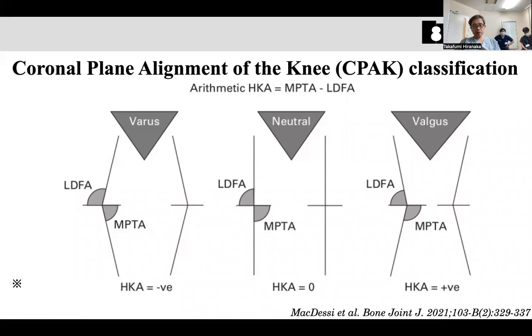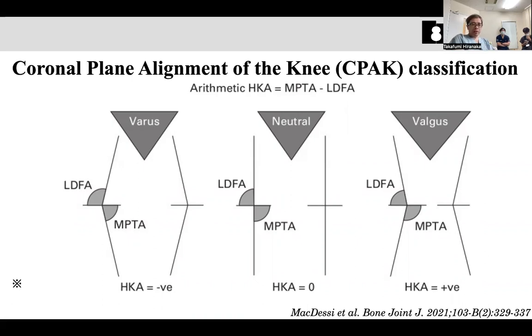In this classification, leg alignment is expressed as arithmetic HKA. Arithmetic HKA is calculated as MPTA minus LDFA. If it is less than 0, so minus degrees, it implies the leg alignment is varus. If it is more than 0 degrees, a plus value, the leg has valgus alignment. If the arithmetic HKA, AHKA, is 0, the patient has a neutral leg.